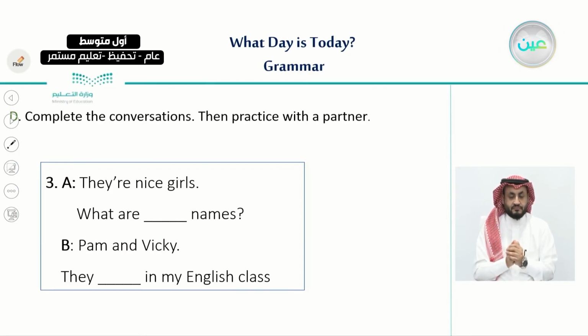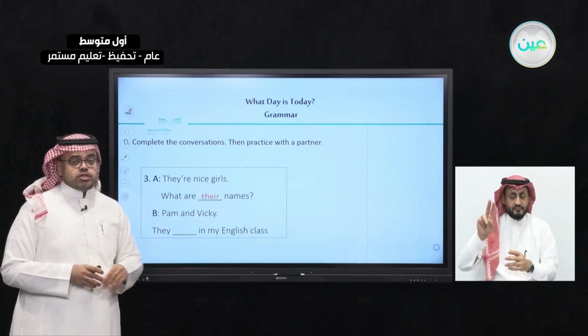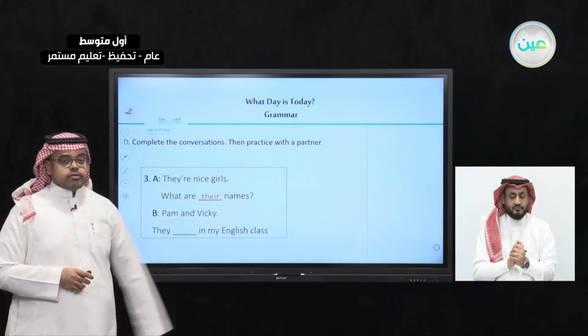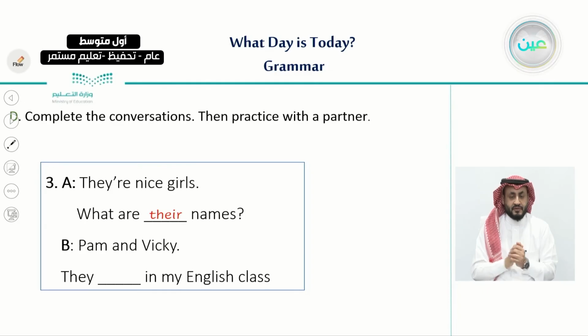They are nice girls. What are their names? And here we use their as a possessive adjective for these girls. And the answer would be Pam and Vicky. And here the proper verb we use with they is are. They are in my English class.